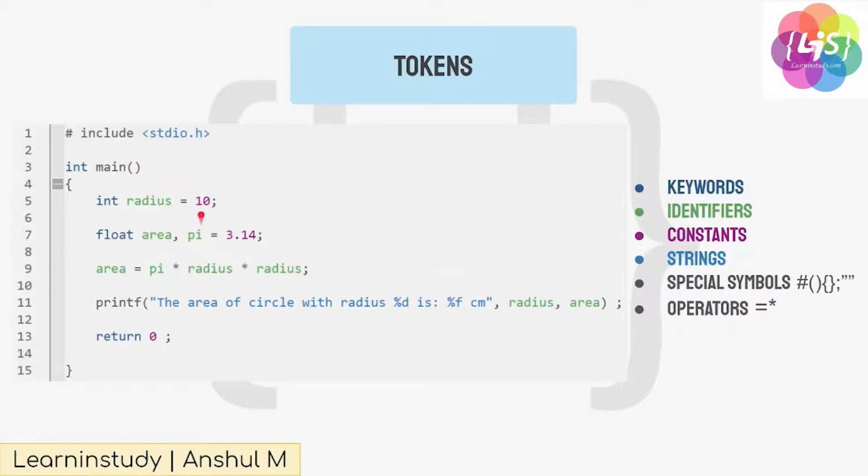Next is constants. Values like 10, 3.14, and 0 are constants. Next is strings. Everything which is between double quotes is a string token. Other than that, we have special symbols such as hash, circular braces, curly braces, and operators such as equal to, which is an assignment operator, and the star operator, which is used as a multiplication operator.